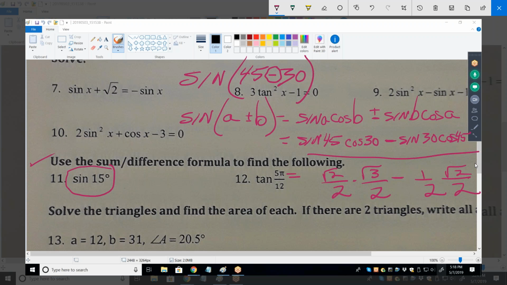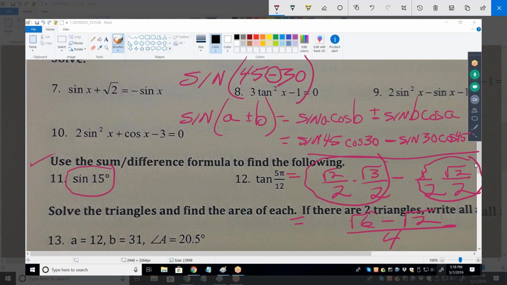Okay? Now, that simplifies, oddly enough, to a very common answer on these problems. Notice that when I multiply those two together, I get root 6 over 4. Multiply those two together, I get root 2 over 4. I can subtract those. I get root 6 minus root 2 over 4. That's the answer. And that's the final answer. I don't need to break that down.